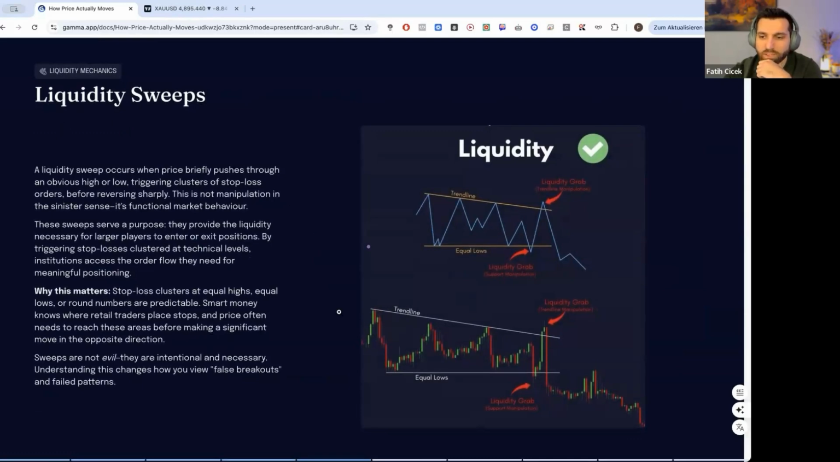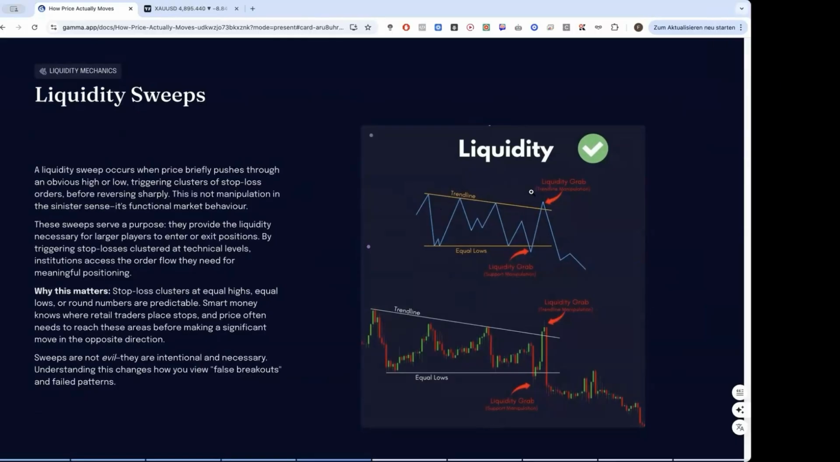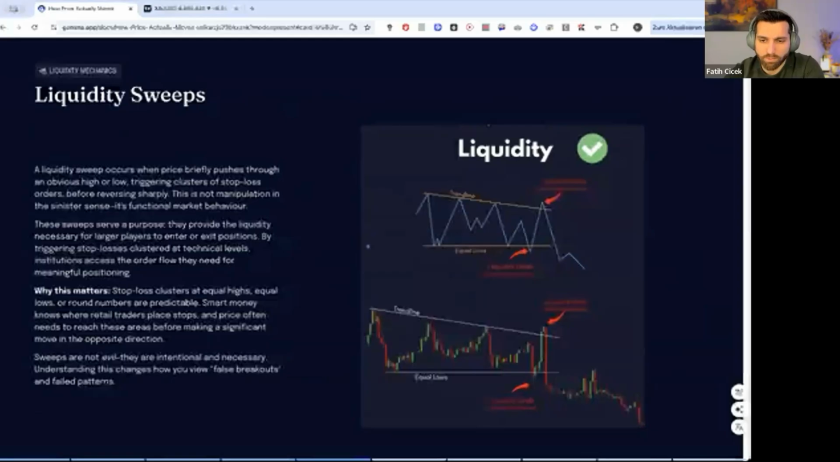Exactly. So this is how a liquidity sweep or liquidity grab looks like. It occurs when price briefly pushes through an obvious high or low, or even a trend line, triggering clusters of stop loss orders before reversing sharply.